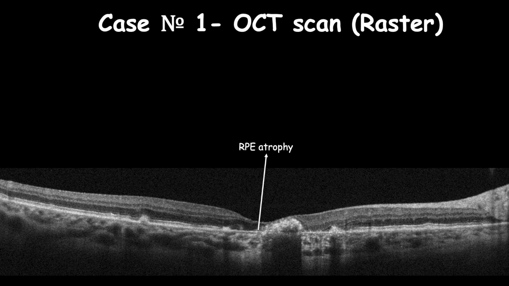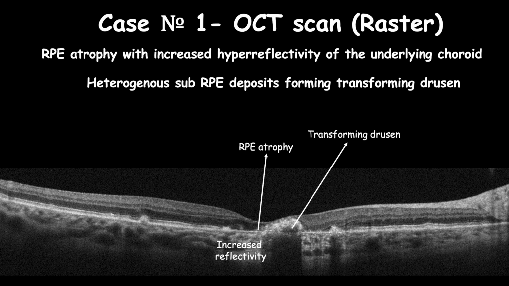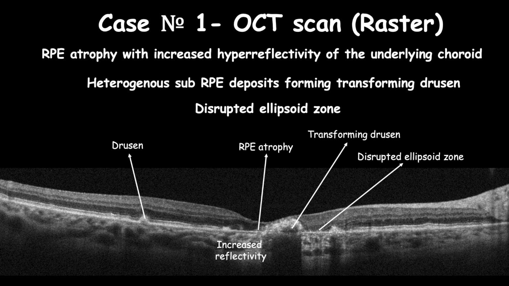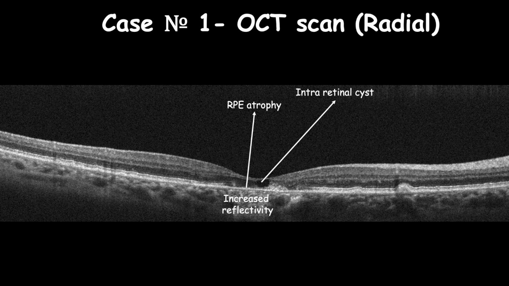and the light is not reflected and passes through the choroid, increasing its reflectivity, adjacent to heterogeneous sub-RPE deposits forming transforming drusen, along with the presence of hard drusen and disturbance of the ellipsoid zone with normal central retinal thickness. Another finding of the radial OCT cross-section is an intraretinal cyst next to RPE atrophy and ellipsoid zone disturbance, with no increase of central retinal thickness.